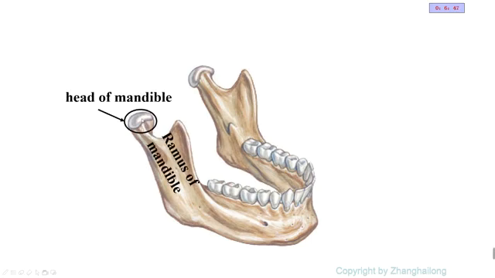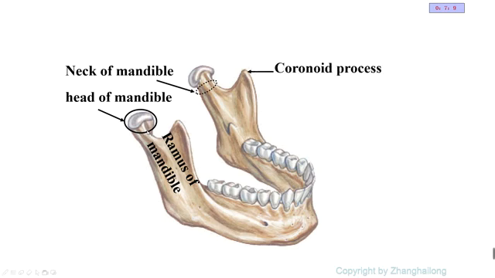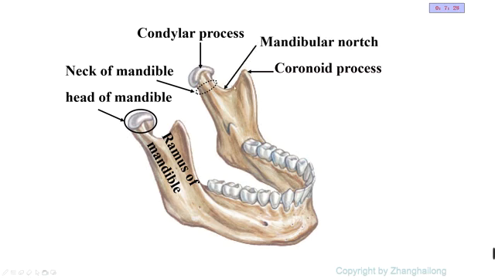Okay, now you see on the top of the ramus there are two processes. The posterior process is the condyle of the mandible. This condyle connects with the temporal bone, forming the temporomandibular joint. The lower part is a narrow part. This part is the neck. And the anterior process is the coronoid process. On the top of the condyle is the articular surface, a very smooth surface. And between the two processes there is a notch. The notch is the mandibular notch.